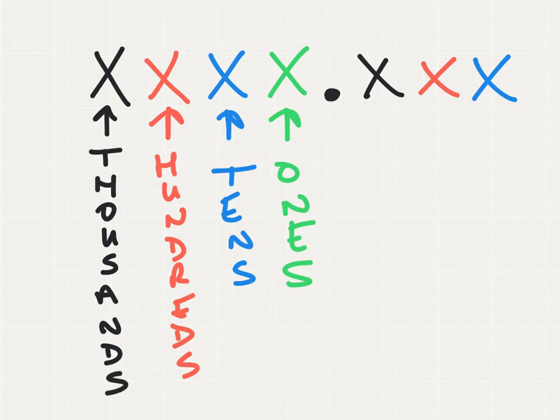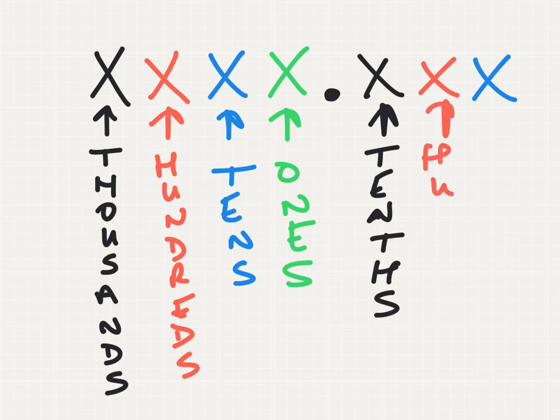And to the right of the decimal, we know that here we have tenths, here we have hundredths, and here we have thousandths.